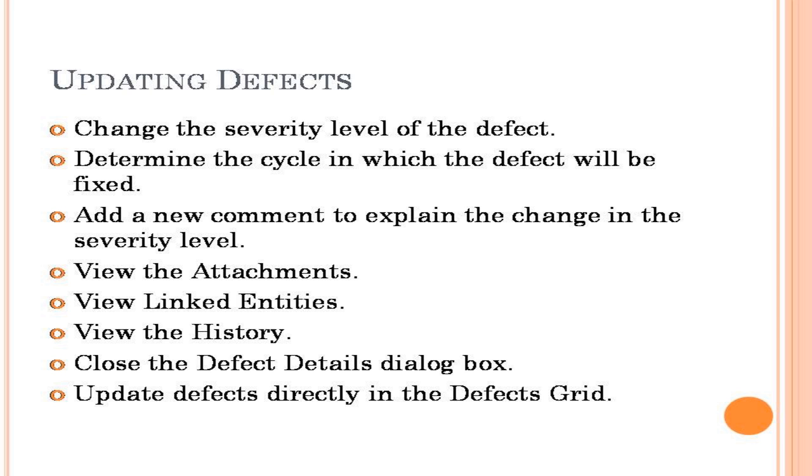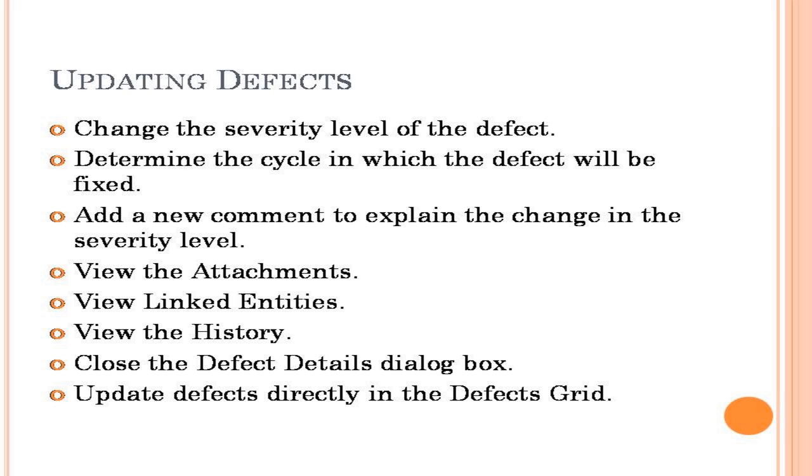7. View linked entities. Click Linked Entities on the sidebar to view entities that have been linked to the defect. Linked entities can include requirements, tests, test sets, test instances, runs, run steps, and other defects. There are currently no linked entities.